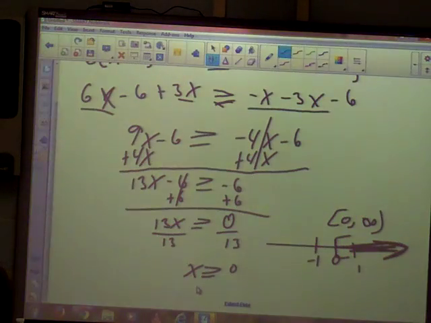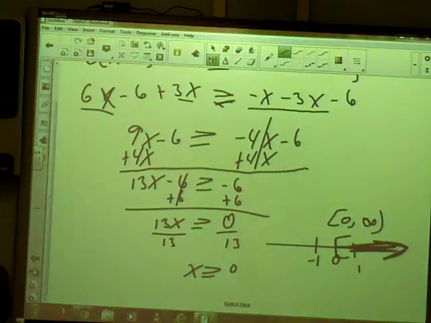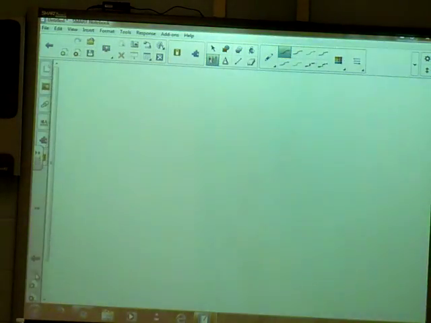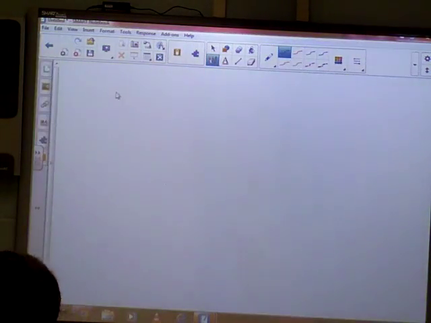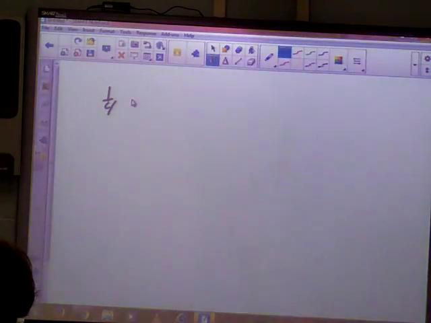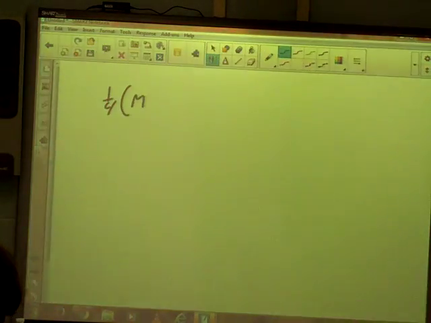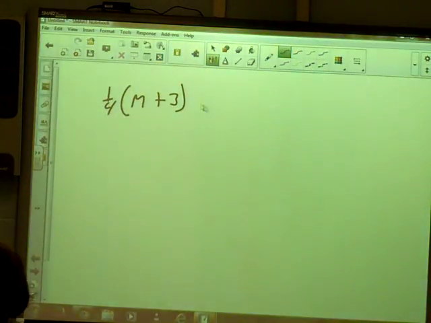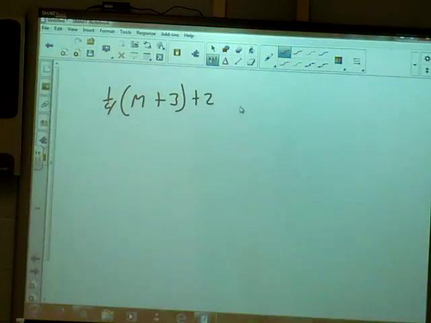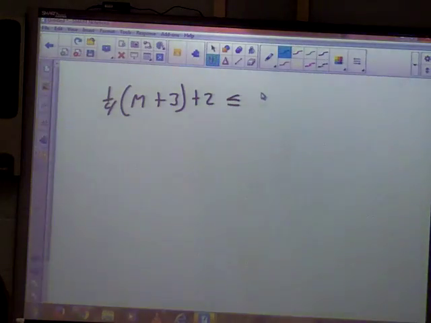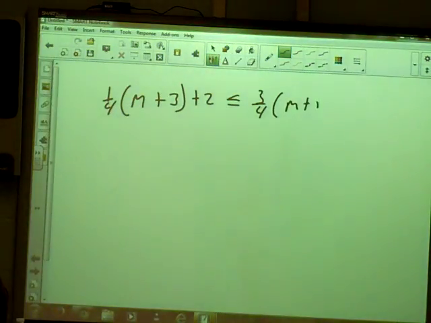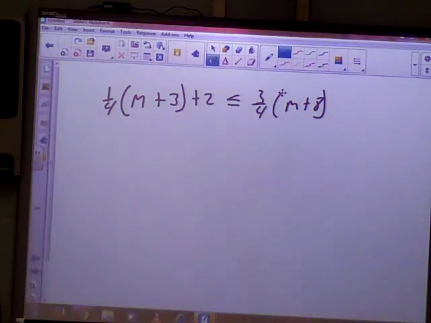Alright, now I'm going to be really mean to you. I got one that's got parentheses and fractions. Woohoo! 1/4 times m plus 3, plus 2 is less than or equal to 3/4 times m plus 8. Alright, I'm going to do this one with you.